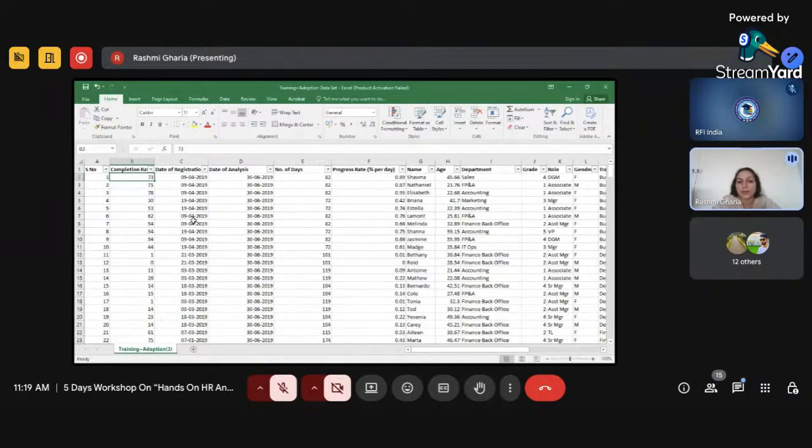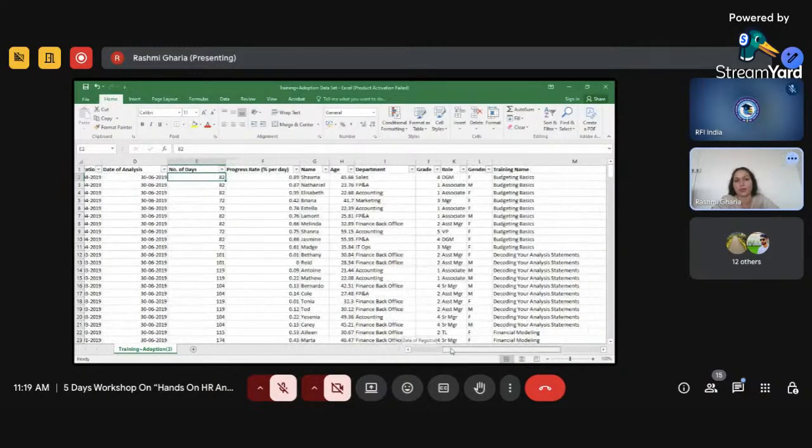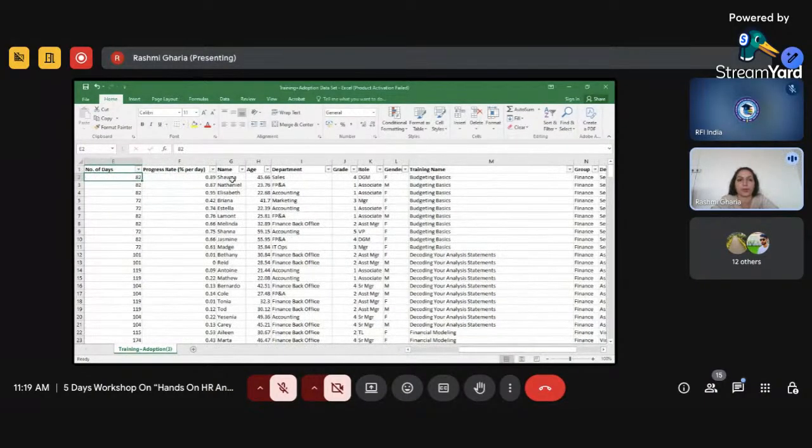They have not taken interest in completion of the training program. So how has this progress rate been calculated? Percentage of completion divided by number of days into 100. They have got the progress rate. How much percentage is the progress rate of the employee who enrolled in the training program?